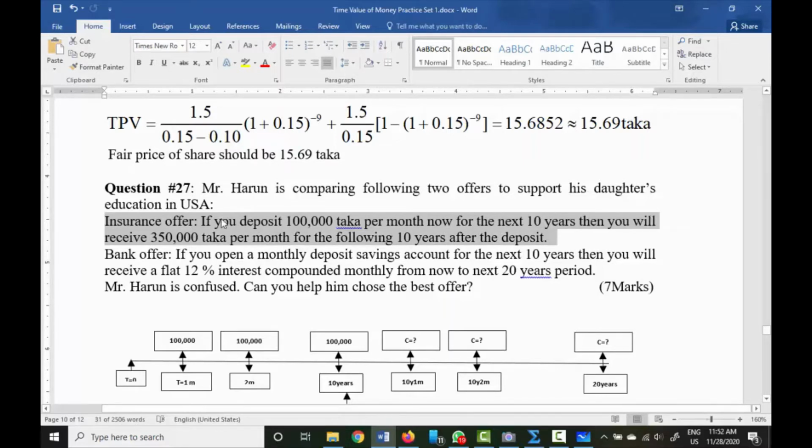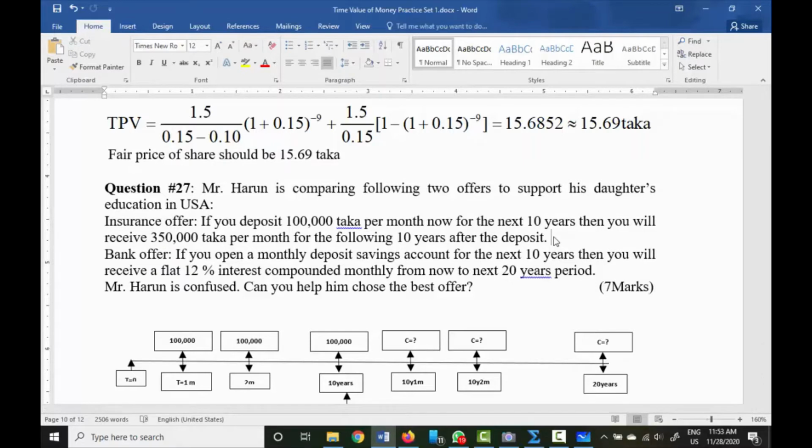That means if Mr. Harun deposits 1 lakh taka per month from now for the next 10 years, then he will receive 350,000 taka per month for the following 10 years. This is what the insurance company is saying. So let me put it in the time diagram.